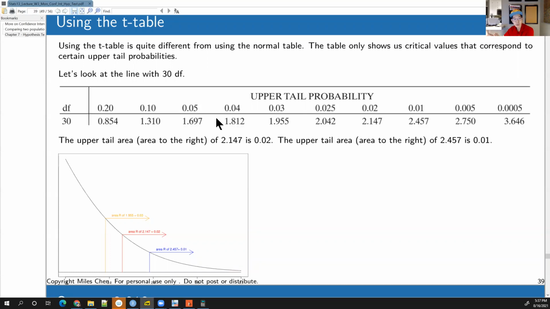As you go farther and farther away, the amount you shade in the upper tail gets smaller and smaller. Does that make sense how this table works? It's saying if you draw the line here and you shade everything to the right, the amount you're shading gets less and less the farther away you get from zero. So at 2.147 we shade in 2%. At 2.457 we shade in 1%.